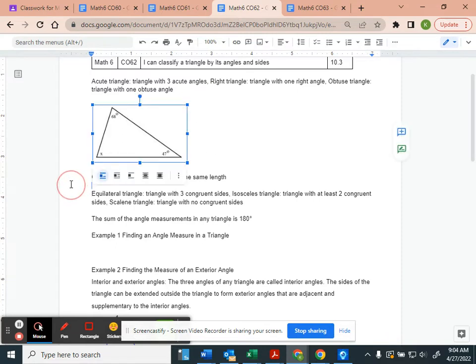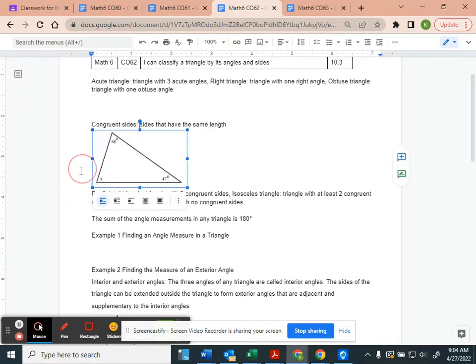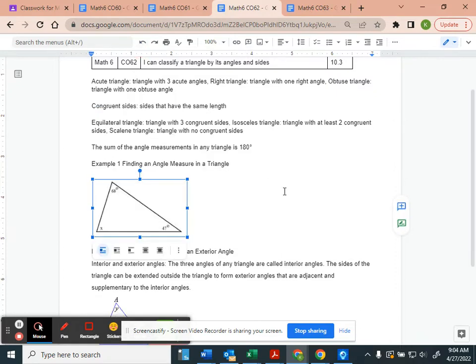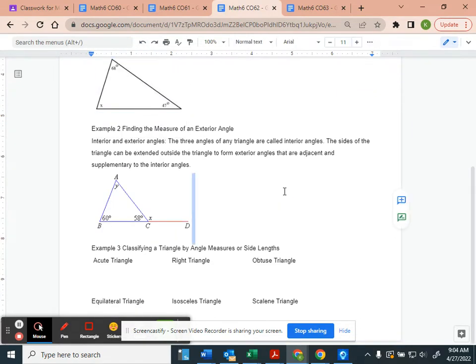Oh, did I just move? I did. I moved that. Oh, technology. You can undo it. I know. All right. There we go.